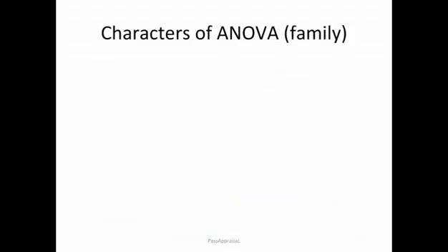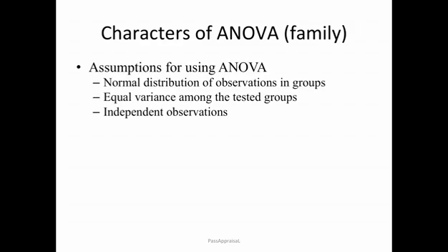Let's now see some more information about the ANOVA family. There are some assumptions for using ANOVA. These are essentially the assumptions for any parametric test, such as normality, equal variances, and independence of observations, as ANOVA is a parametric test.